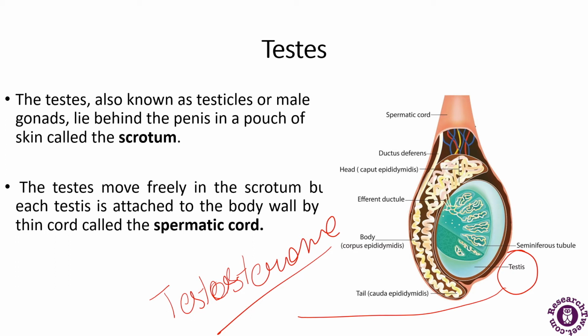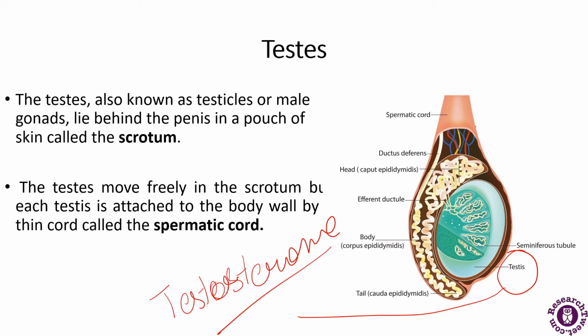Now where do the testes lie? The testes lie outside the body and they are maintained at a temperature which is about 2 degrees centigrade lower than the body's core temperature. This is because sperm production and quality is optimal at this temperature.